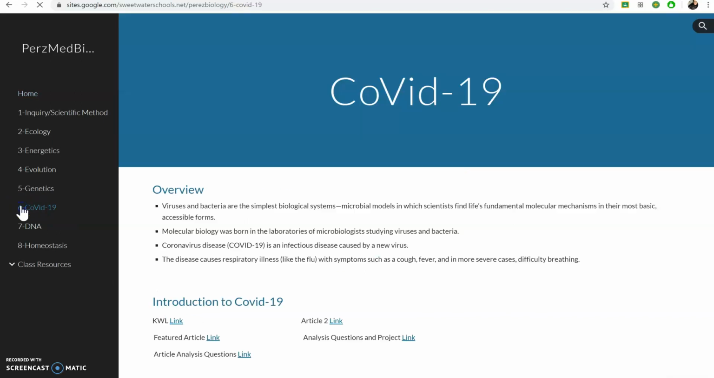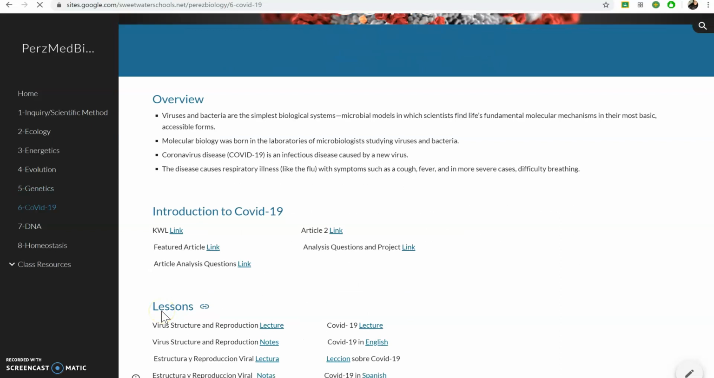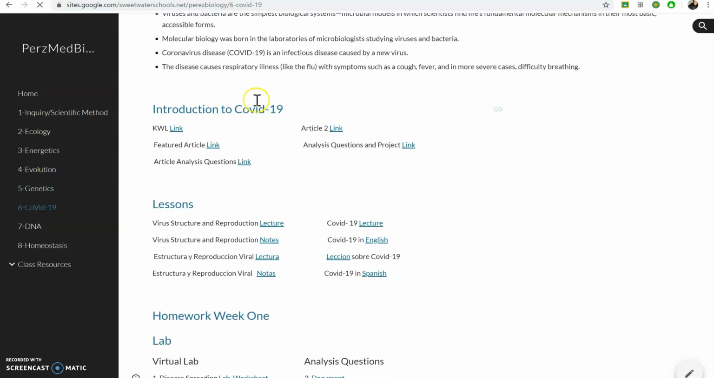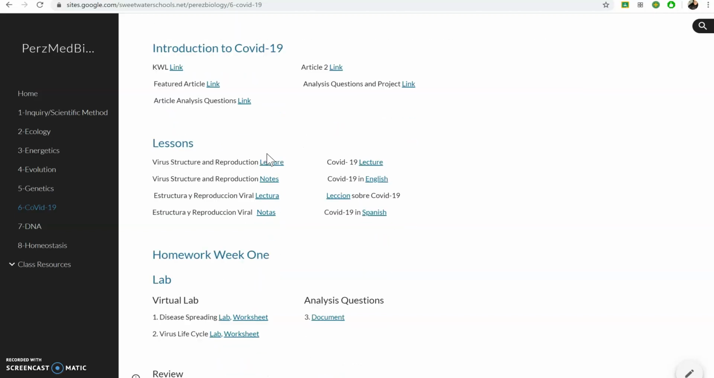So we are going to start with unit number 6. The overview is for you to read. The introduction to COVID-19 was what we did the very last 2 days that you were at school. And then the lessons are what you need to watch. So here's the first one. You've got it in English and then in Spanish. This is the second one.